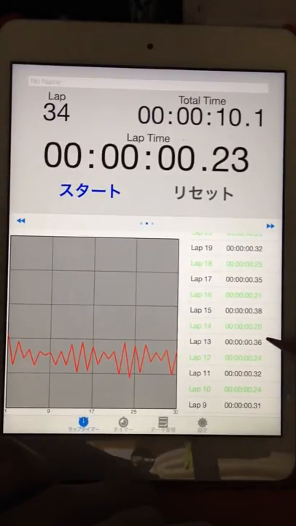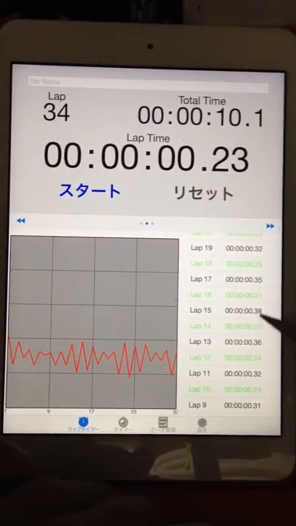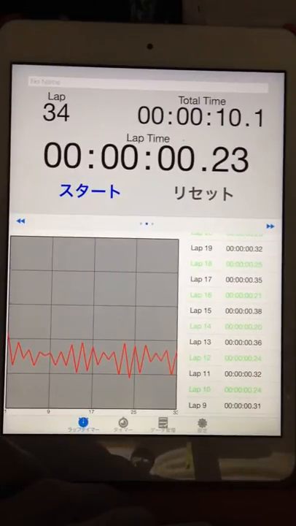Difference is 1, 6. Difference is 1, 7. If 1, 6 divided by 5, 9 is 27%. If 1, 7 divided by 5, 9 equals 29% bounce.